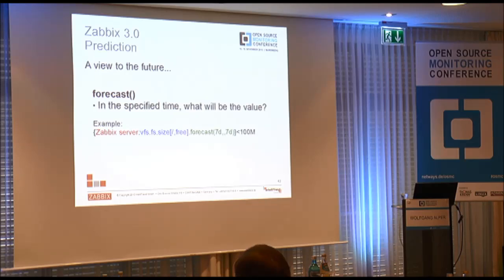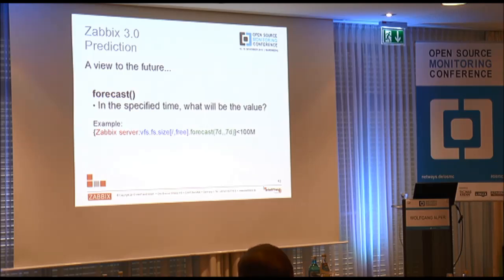So I tried it with this, what we have in Germany, where you can sign up for some numbers between 1 and 49, but it didn't work out yet. But we are still giving it a try. So forecast in the specific type, what will be the value? Zabbix comes with a prediction in 3.0, and this is cool.